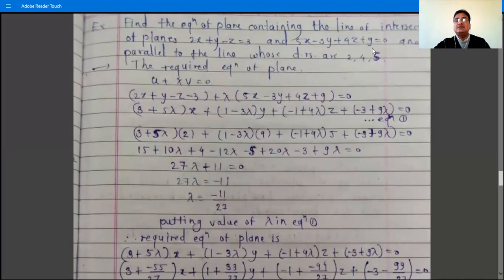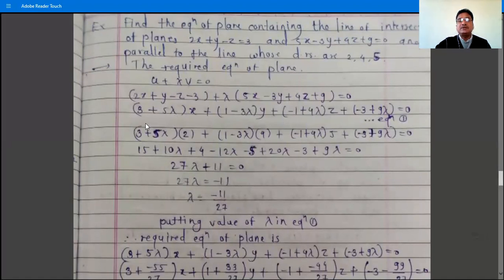The plane is parallel to this line, which means the normal to the plane is perpendicular to this line, because the normal to the plane means the line perpendicular to the plane. This line, whose direction ratios are 2, 4, 5, is parallel to the plane, which means this line is perpendicular to the normal to the plane. Therefore, by the condition of perpendicularity, the coefficients of x, y, z in the equation of the plane are the direction ratios of the normal to that plane.